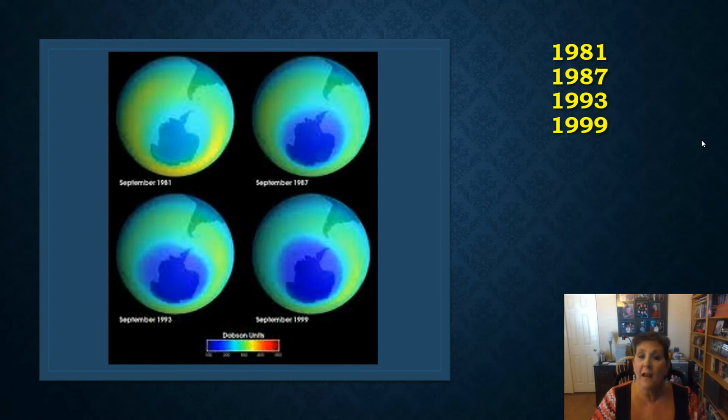Here's some satellite photos showing the hole, which is a purple color. Green is ozone, purple is lack of ozone. We can see in 1981, things weren't too bad, but by 87, we started to have a hole. By 93, it's bigger, and by 99, it's the biggest yet, and it's just getting worse. So the ozone hole was getting worse in the 90s and in the early 2000s.